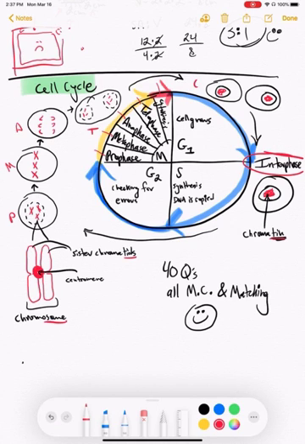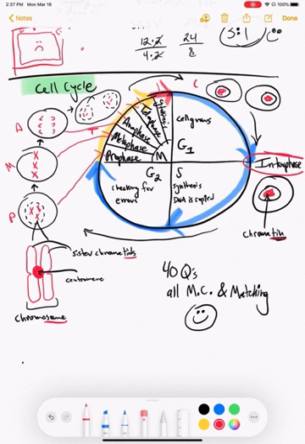Some people use the expression, I promised myself all the cheese, or I peed myself at the circus, whatever helps you remember. The I is interphase, then prophase is where the chromosomes start to form. We get these little X's, and the nucleus is starting to dissolve. Then we have metaphase, where the chromosomes line up in the middle. We have anaphase, where the chromosomes are being pulled apart and separating.